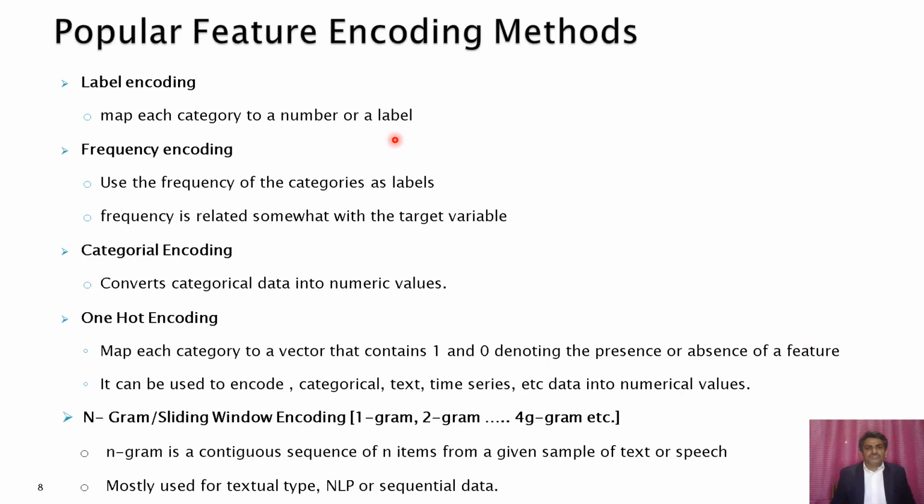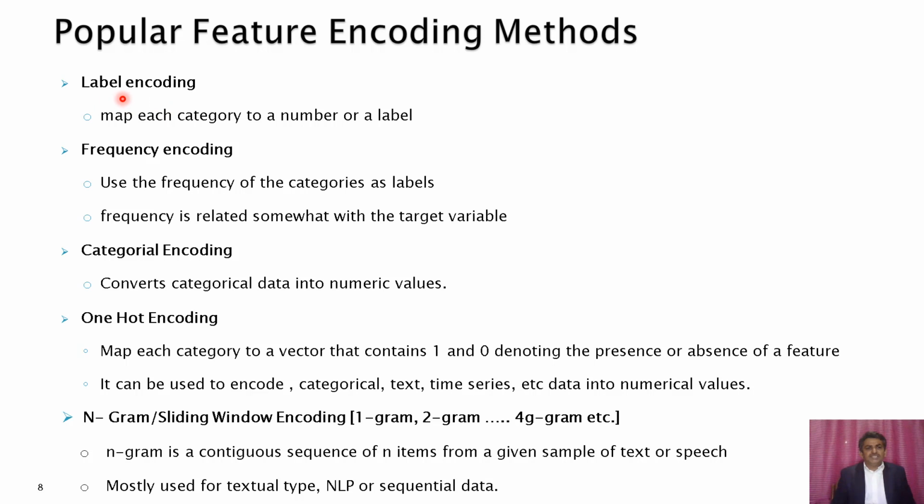This slide shows popular feature encoding methods that are used to convert non-numeric or categorical data into numerical or real values. The popular encoding methods are label encoding, frequency encoding, categorical encoding, one-hot encoding, and n-gram or sliding window encoding. We will look into each of these in brief.